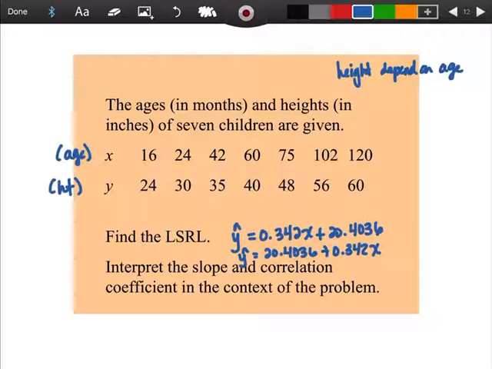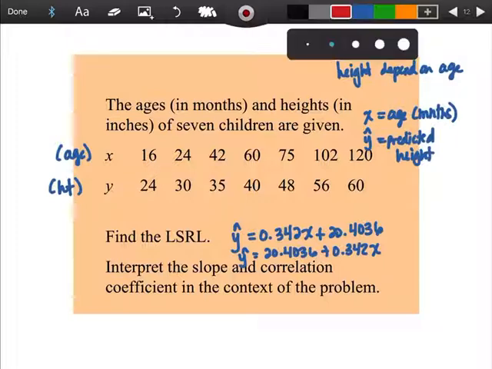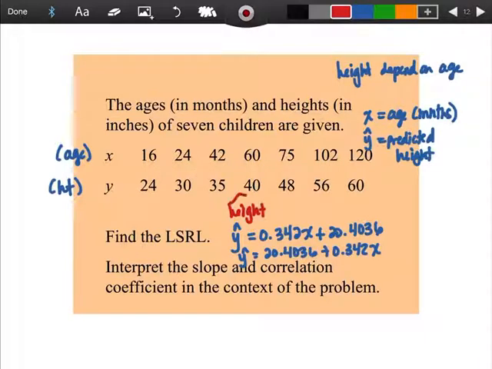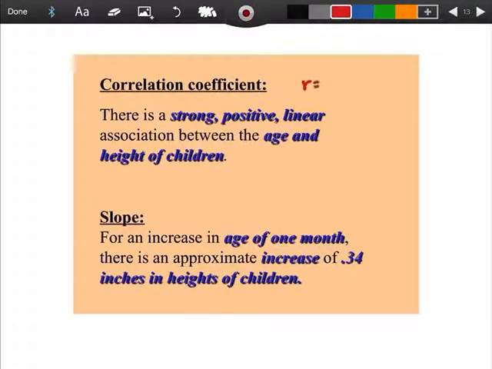We could also write this as 20.4036 plus 0.342x. If we write our regression equation with x and y, we have to make sure somewhere in the problem we've defined x as the age in months of children and y hat as our predicted heights of those children. The other thing that you will sometimes see is people combine both of those. If y represents height, we'll write height hat equals 0.342 times age plus 20.4036.